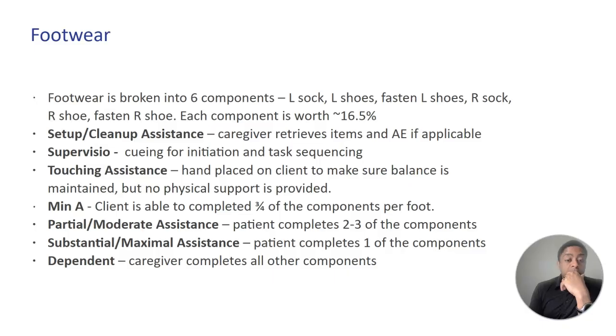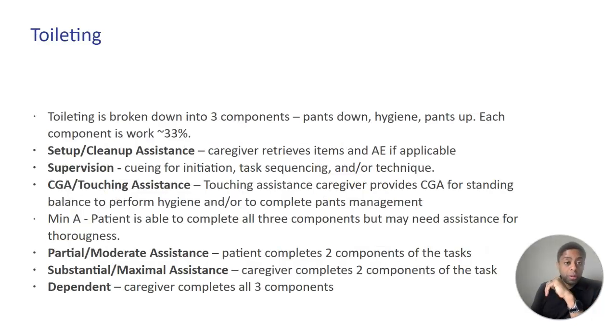In this case, min assist would be if the person is able to complete 3/4 of the tasks. If the person is able to complete half of the tasks without assistance, then that would be moderate assist. If the person completes one of the components but needs help with all of the other ones, that's max. And dependent essentially means that the person needs total assistance for all of them. Toileting is broken down into 3 different components. You have the pants down, hygiene, pants up, and so there's a 33% rule there.